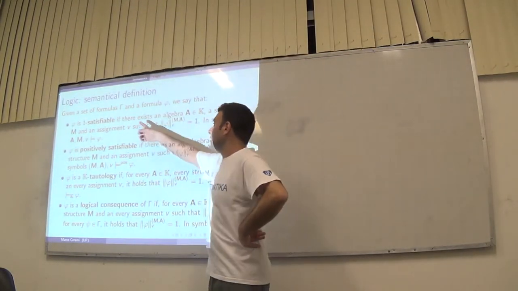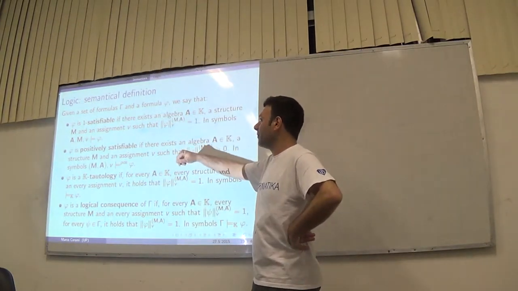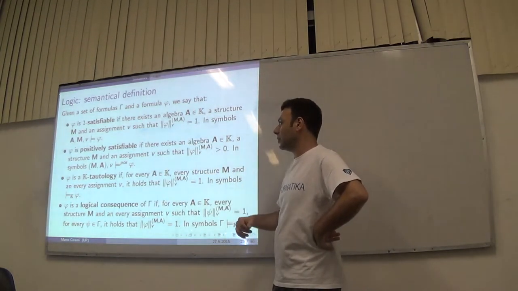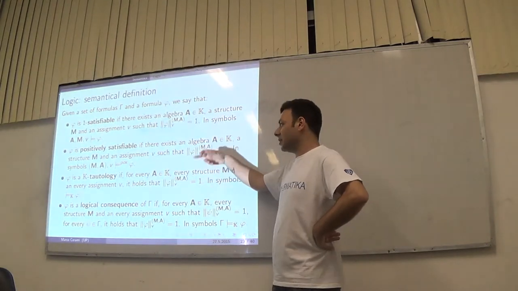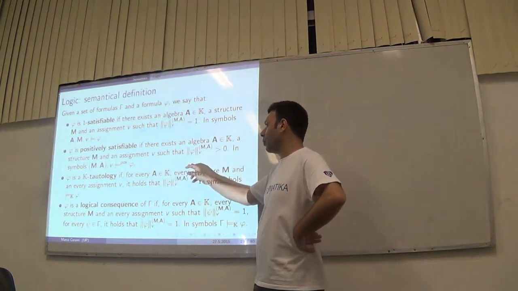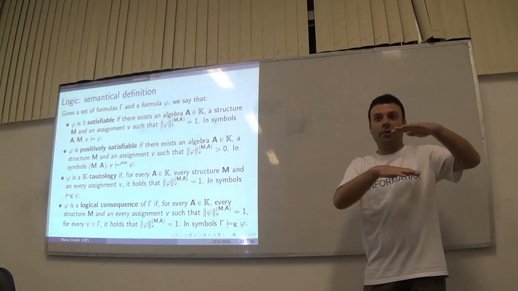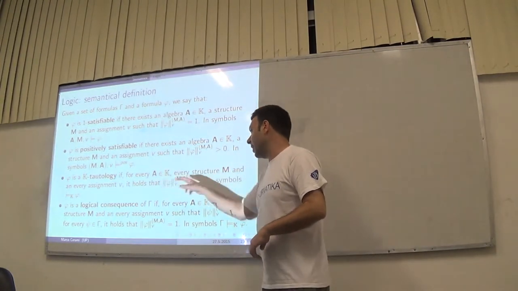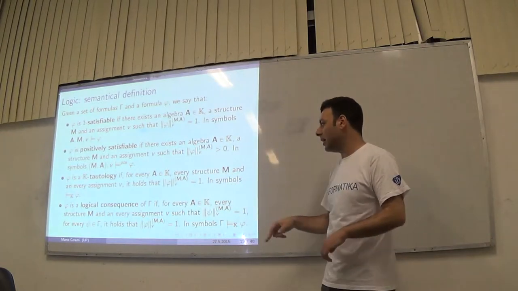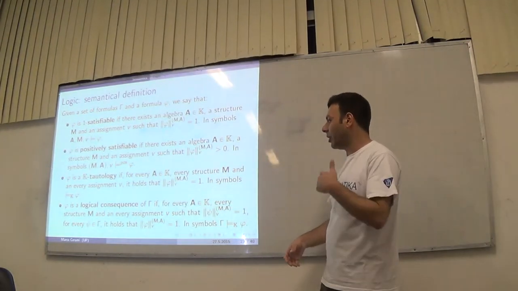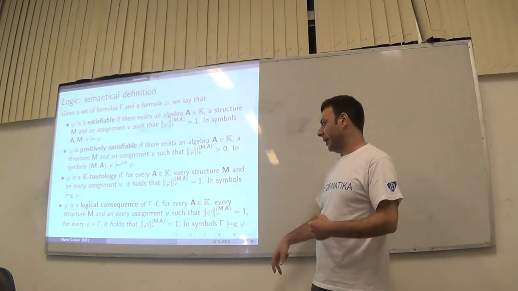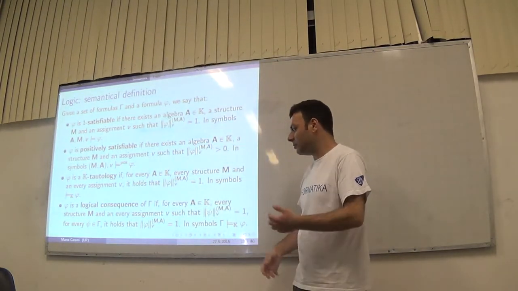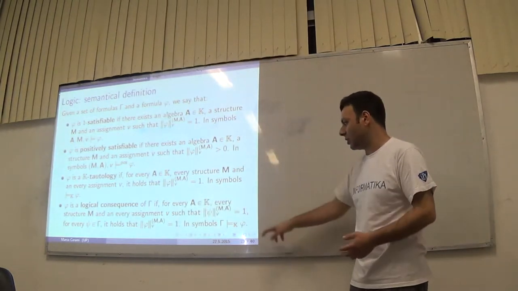We say that a formula is satisfiable if there is an algebra, a structure, and an assignment such that it gives value 1 to the formula. It's positively satisfiable if there is an algebra, a structure, and an assignation such that the formula has a value that is more than 0. Remember that we have not just one that's more than 0. It's a tautology if for every algebra, every structure, and every assignment, the value is always 1. And this is a logical consequence if every model that gives value 1 to all the formulas in the premise also gives value 1 to the consequence.